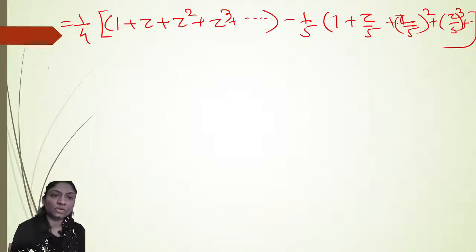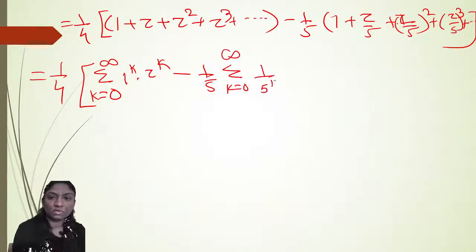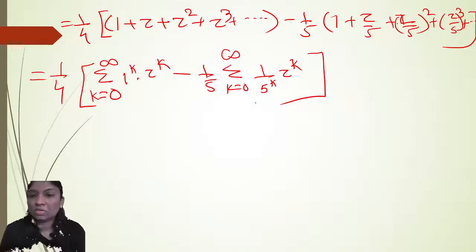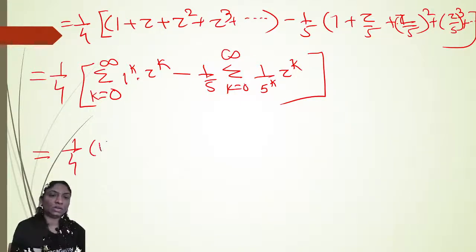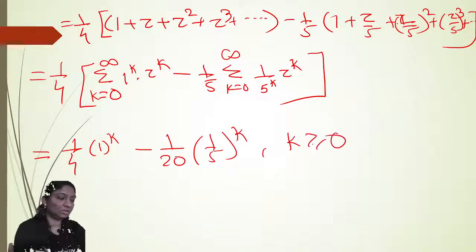Right? So here 1 by 4 is common to all. So you can write this in the summation form: summation k varying from 0 to infinity 1 raised to k into z raised to k, minus 1 by 5 is constant, and summation k varying from 0 to infinity 1 upon 5 raised to k into z raised to k. Right? We required only the discrete numeric function. It means we required only the coefficient of z raised to k. So we can write here 1 by 4 into 1 raised to k minus 1 by 20, 1 by 4 into 1 by 5, 1 by 20 into 1 by 5 raised to k, where k is greater than or equal to 0. This is your discrete numeric function xk.